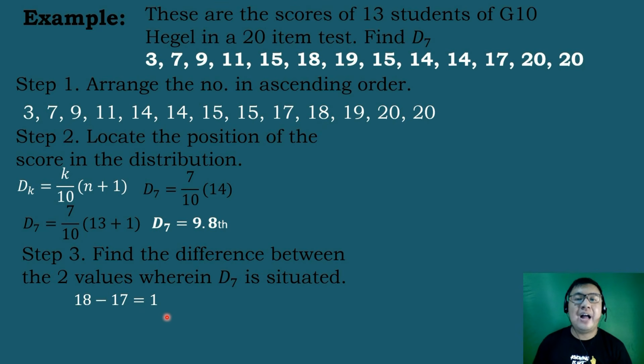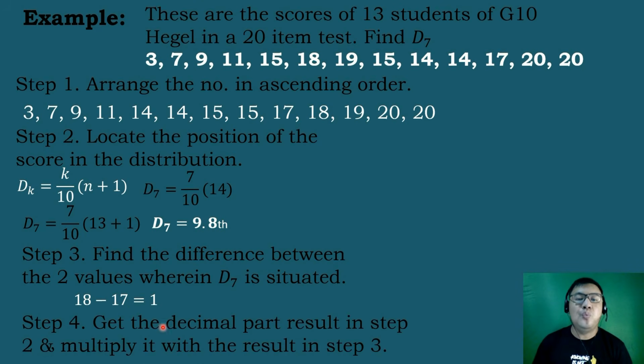After we have gotten the difference of these two numbers, we will now get the decimal part result in our step 2, and that is equal to 0.8, and we will multiply it with the result in step 3, and that is equal to 1. So we have 0.8 times 1 is equal to 0.8.